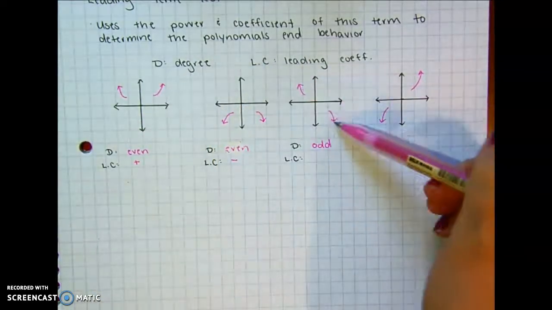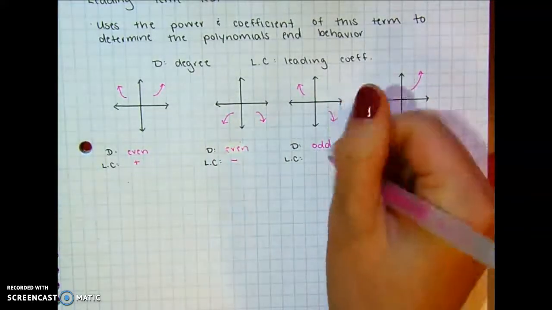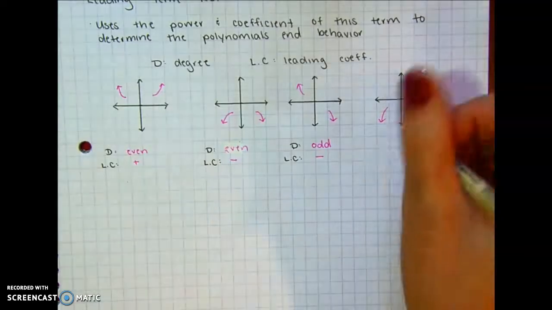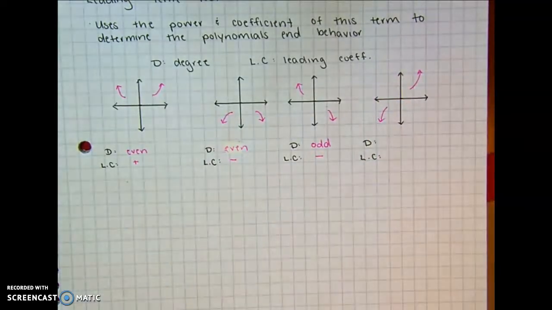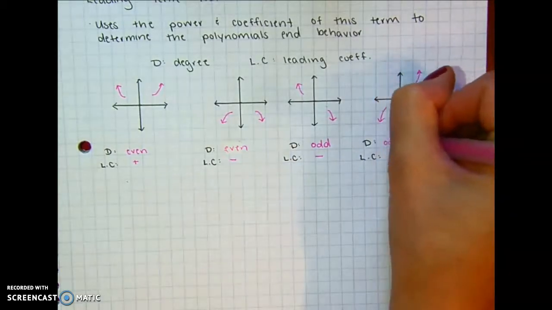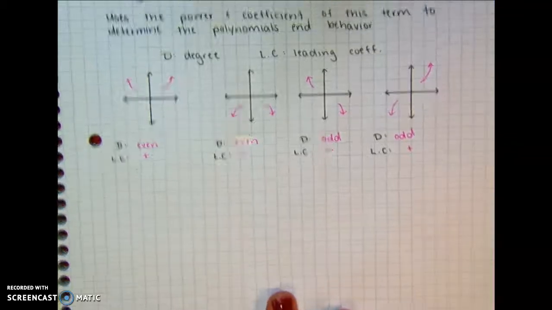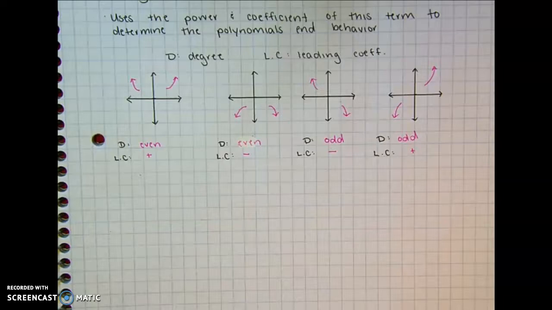So if it's odd, they're going in opposite directions, and if it's ending going down, that means the leading coefficient was negative. And if it ends going up, that means your leading coefficient was positive. So the way we write our end behavior is just like we did back in chapter 1. So you'll be using limit notation. So let's just do an example.